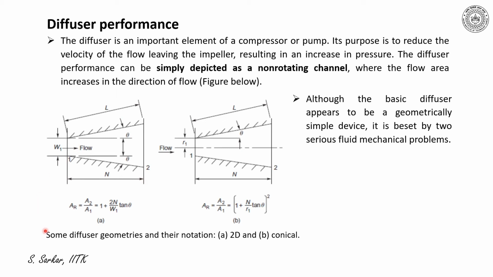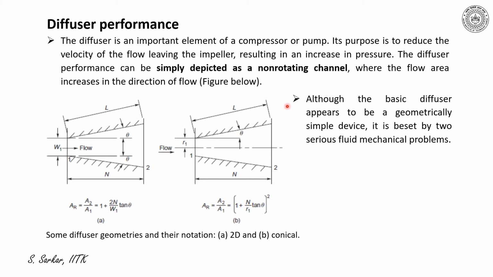Then the area ratio can be projected as A2 by A1 is equal to 1 plus 2N divided by W1 into tan theta. For a conical section, the same area ratio would be A2 by A1 is equal to (1 plus N divided by R1 tan theta) whole to the power square, where R1 is the radius at inlet, N is the length of the diffuser, and theta is the angle of divergence.